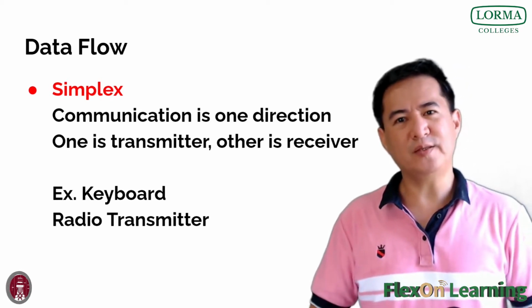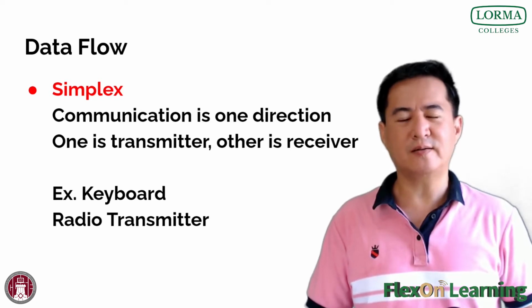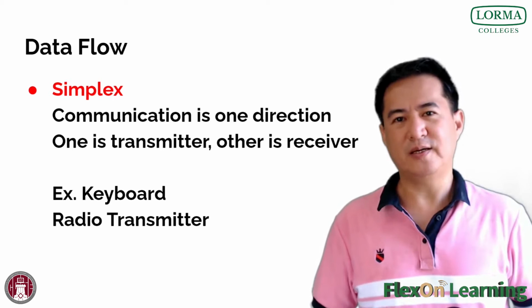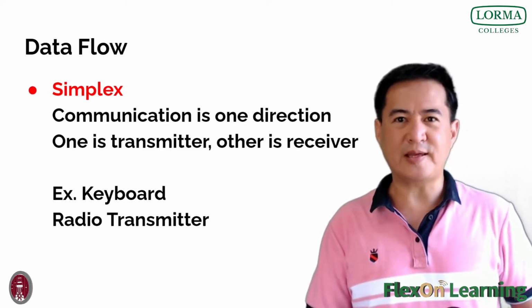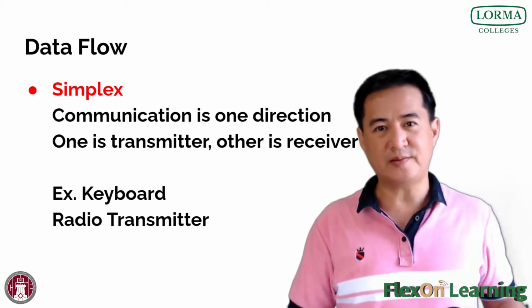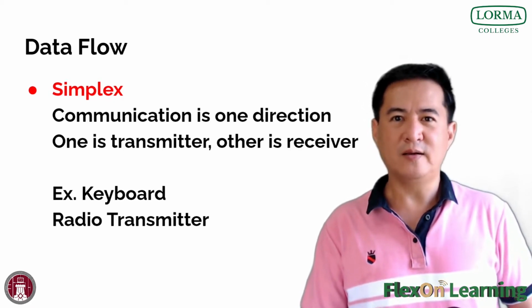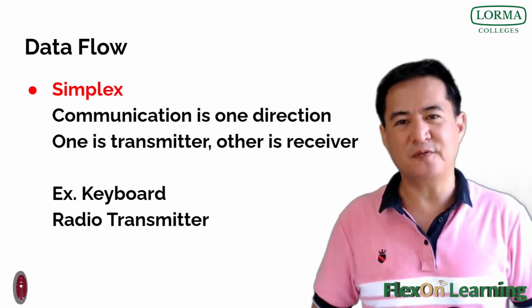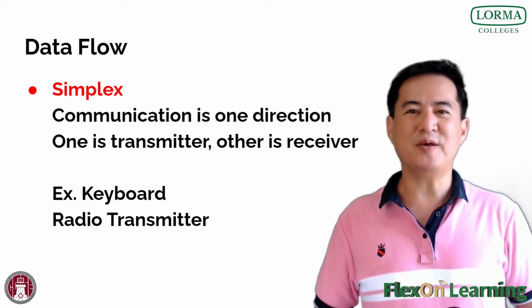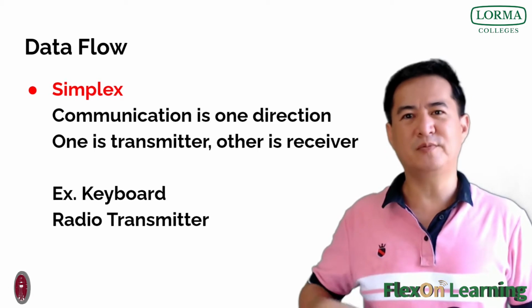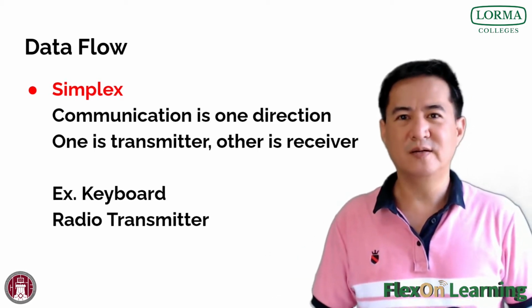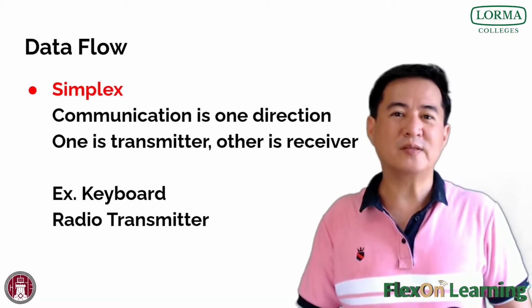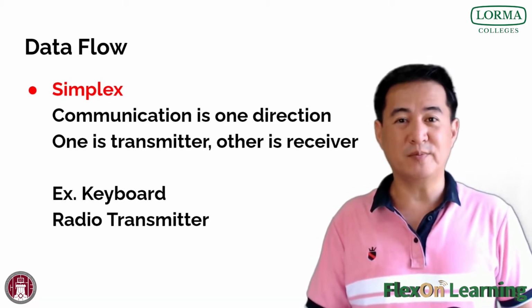For example, when you are listening to your favorite radio station, your radio is your receiver and the sender is the radio station via its transmission tower. So if you wanted to make a request for your favorite song, you have to make use of other devices. You have to call, you have to post through Facebook. You cannot bark onto your radio hoping that your favorite DJ would be able to hear it.